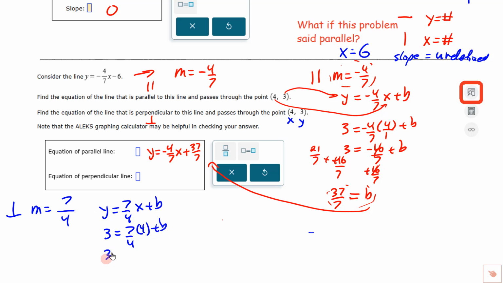Now, something kind of cool happens on this one, and I think it happens on every one of these, at least for one or the other. The 4's will cancel, so this is a 7 plus b. We're going to subtract the 7 from both sides, and we get negative 4 equals b. So now I've got the b, and I've got the slope. So what we end up with is y equals 7/4 x, and then this is going to be minus 4. And there's the answer. All right, good luck on the assignment.